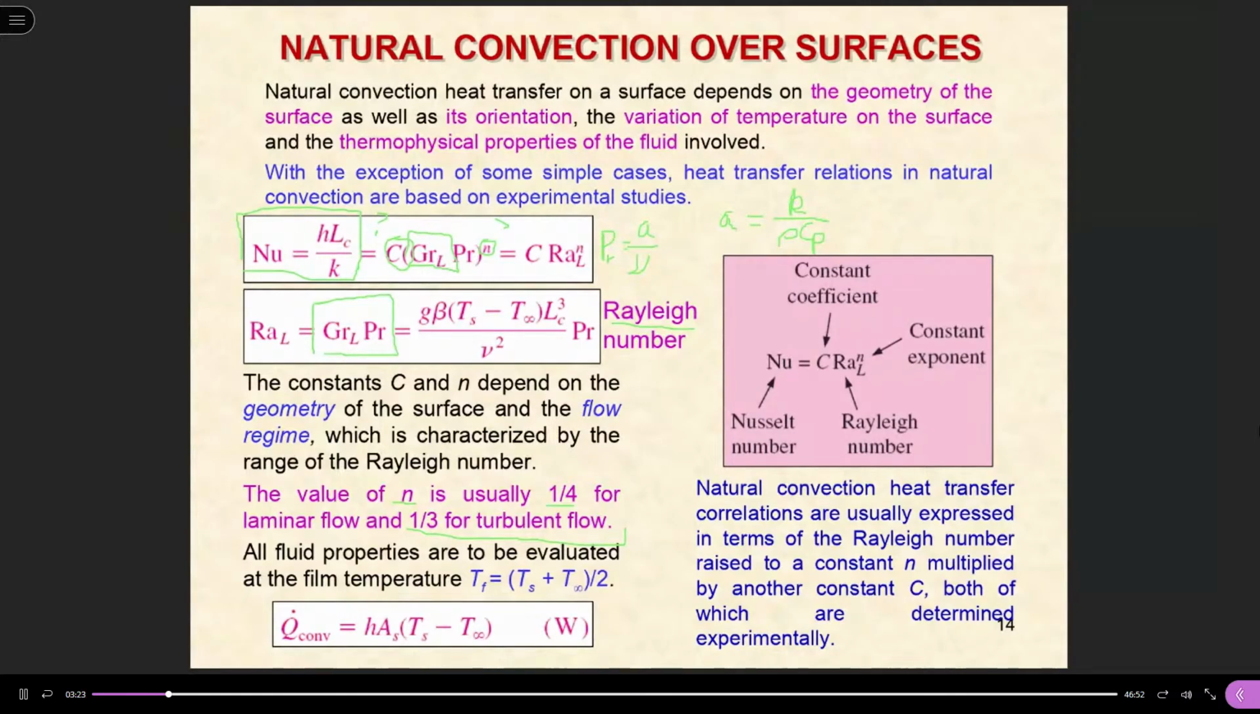Another important thing is that all the fluid properties are to be evaluated at the so-called film temperature. It's the average of the surface and surrounding fluid temperature. Once you calculate h from this equation, we will be able to calculate the heat flow by the equation at the bottom. Both these two coefficients were found from experiments, found experimentally. So that is where we got this natural convection coefficient.